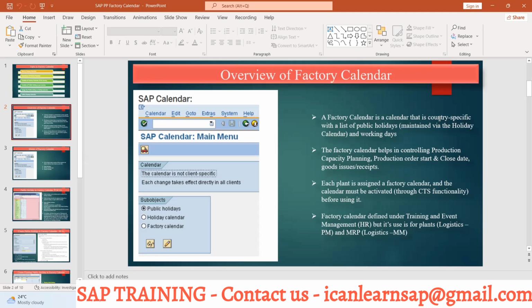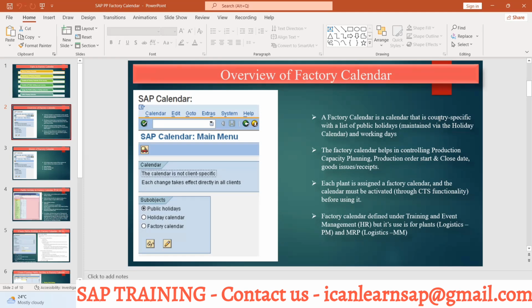Now imagine the factory calendar. The factory calendar helps in controlling production capacity planning, production order start date, close date, and goods issue and receipt. So everything is going to be controlled with your factory calendar. Each plant is assigned a factory calendar. Try to understand: each plant is assigned a factory calendar and the calendar must be activated. How to activate it, we are going to learn now.